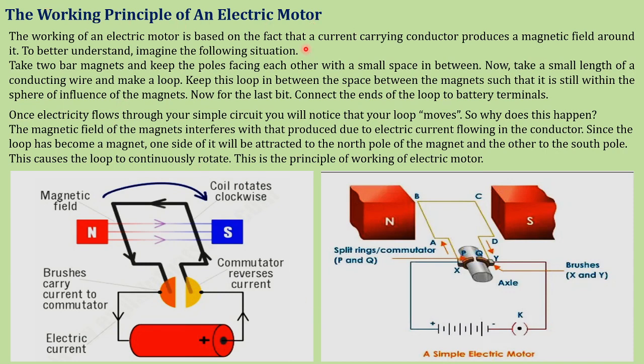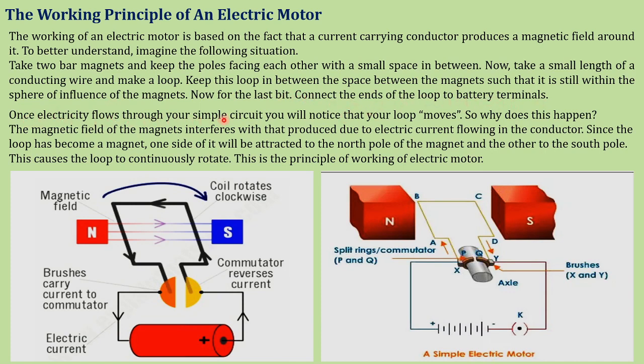Now what is the working principle of an electric motor? The working of an electric motor is based on the fact that a current carrying conductor produces a magnetic field around it. To better understand, imagine the following situation. Take two bar magnets and keep the poles facing each other with a small space in between them. Now take a small length of conducting wire and make a loop. Keep this loop in the space between the magnets such that it is still within the sphere of influence of the magnets. Now for the last bit, connect the two ends of the loop to a battery's terminals.